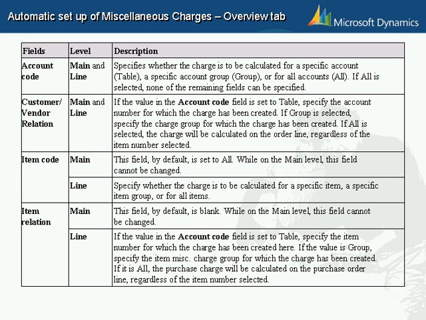And you see the parameters. In this picture, you see parameters, and they are available on the Overview tab on the Auto miscellaneous charges form. There are two levels on which parameters are specified, main and line. You see those levels in the second column. Main: if selected, the settings are applied to all items, which means that the item code field is set to all, and this cannot be changed. Level line: if selected, the item or item group that the settings apply to must be specified.